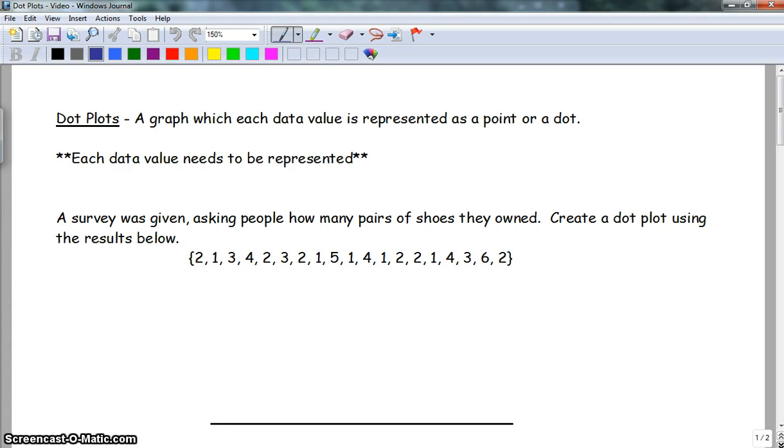In this video, we're going to talk about dot plots. Dot plots are a graph in which each data value is represented by a point or a dot. So when we're creating these dot plots, we need to make sure that every single data value is represented.